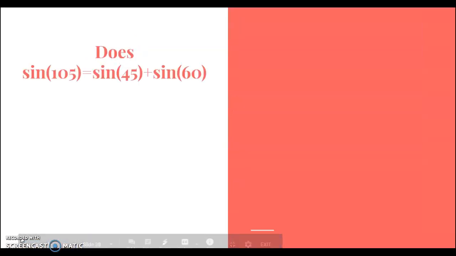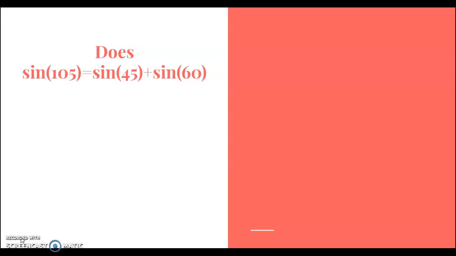Okay, so the first thing they want you to consider is, does the sine of 105 equal the sine of 45 plus the sine of 60? So I am going to take a moment here and get my calculator out, and I want to see if those values indeed equal the same thing.